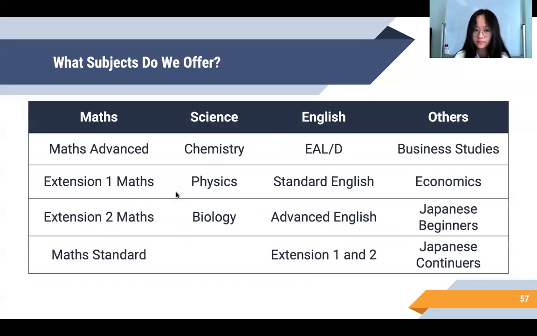So that's scaling. The subjects we offer here at OpenWisdom: in Maths, we do Maths Advanced, Extension 1, Extension 2, and Standard. In science, I do chemistry, and physics, which Aaron does. I also teach biology, but yes, we offer chemistry, physics, and biology. English: EALD, Standard, Advanced, Extension 1. Others include business studies, economics, and we also have some Japanese tutors here.